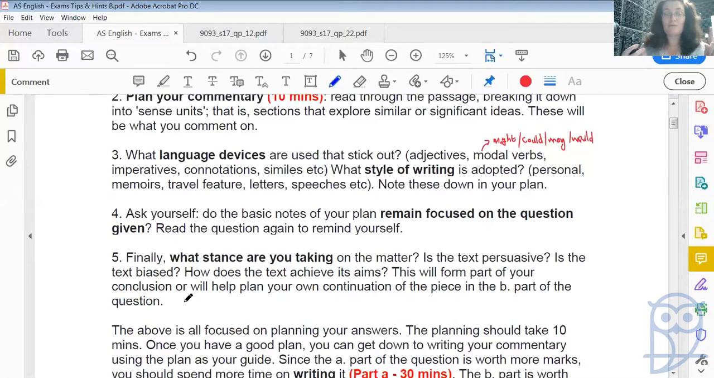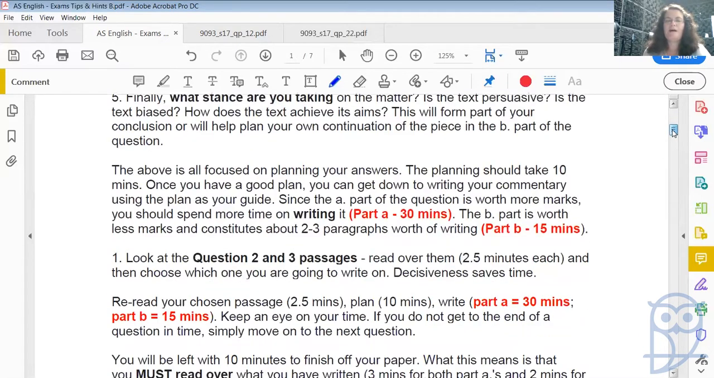But remember, for the conclusion, you want to take a step back and look at what's happening overall. What is the writer trying to achieve in the text as a whole? And that's where you make an observation in your conclusion. Okay, a conclusion is not just a summary of everything you've discussed so far. No, it is an observation on what you have discussed so far. Okay, good.